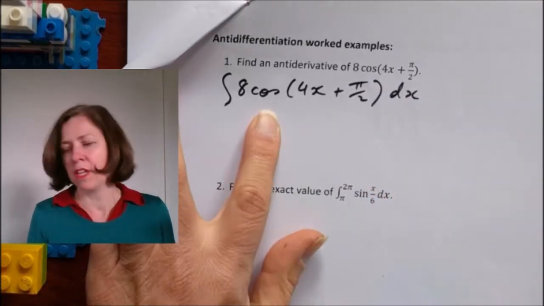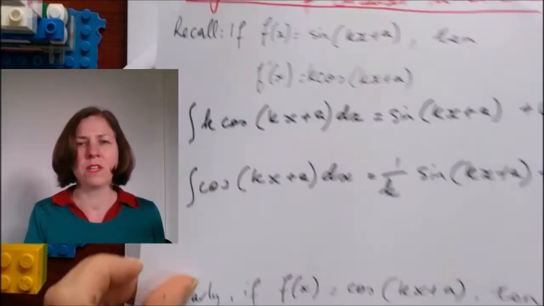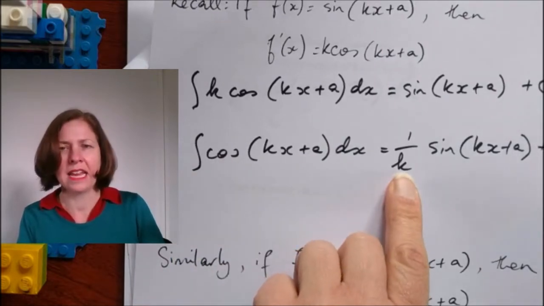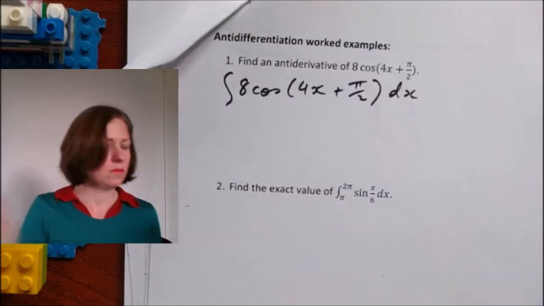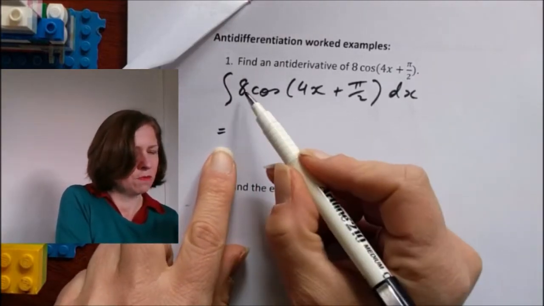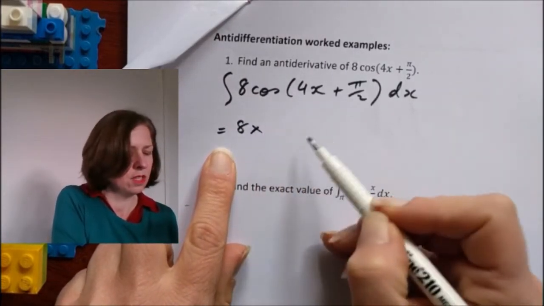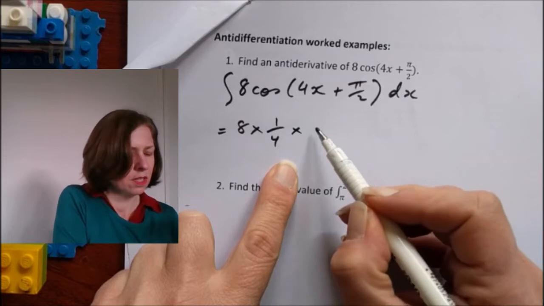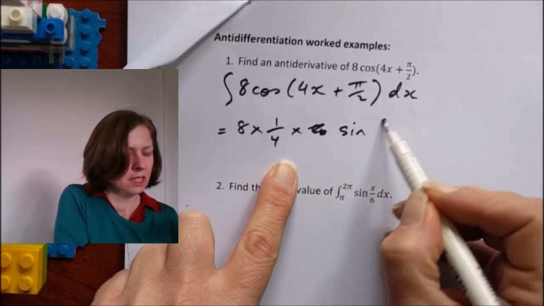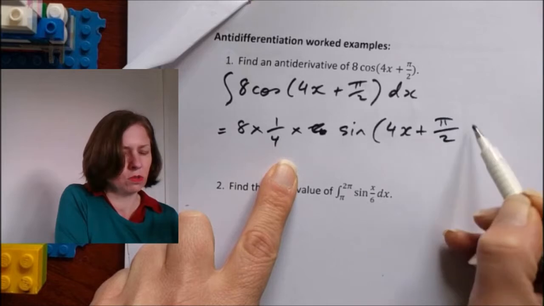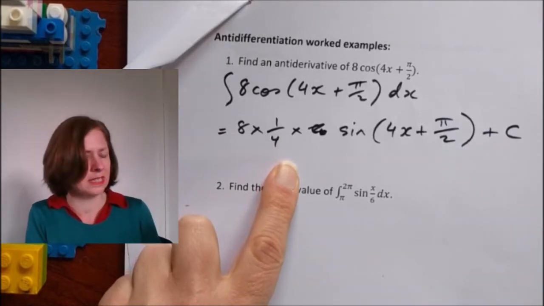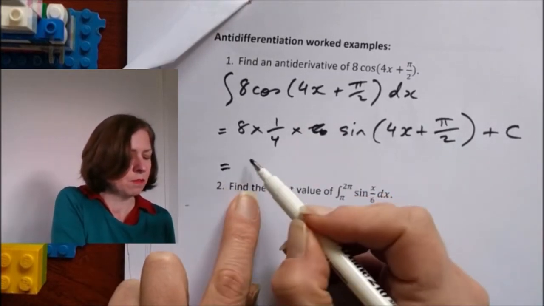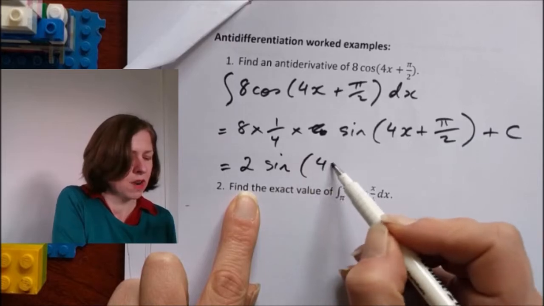So let's go back to our rule: the antiderivative of cosine kx plus a is 1 on k sine kx plus a. First of all, I'll keep this 8 times 1 on the coefficient of x, which is 4, times sine of 4x plus pi on 2. Throw in a plus c because it's an antiderivative. I'm not doing a definite integral like I am in the next one. And then we simplify: 2 sine 4x plus pi on 2 plus c.